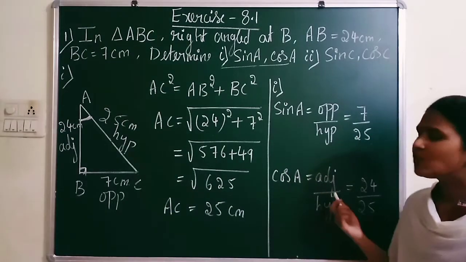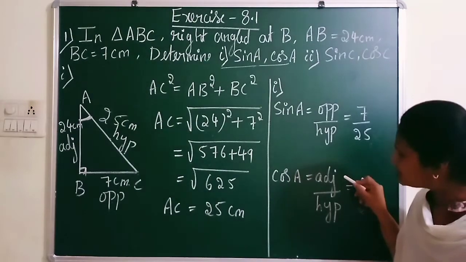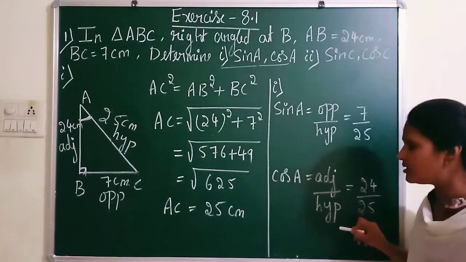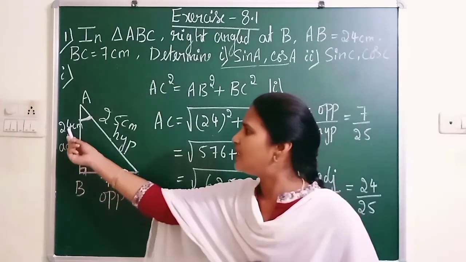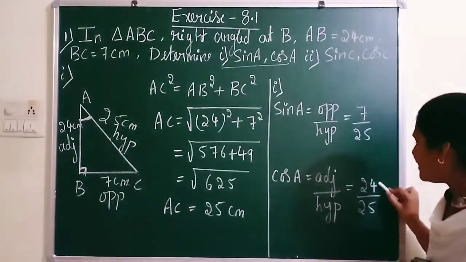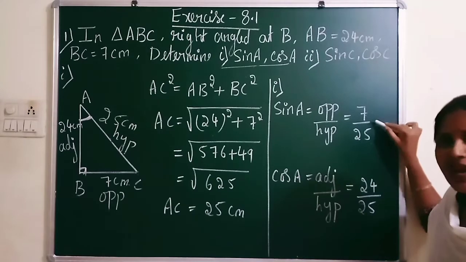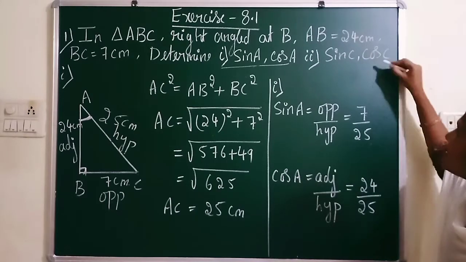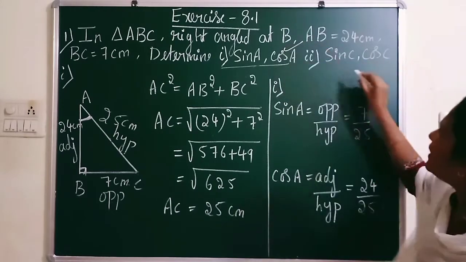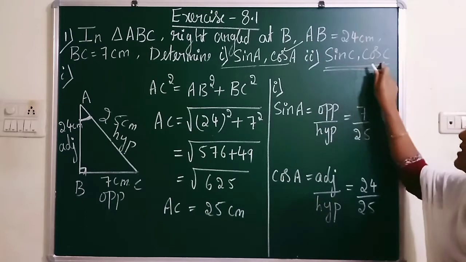Next, cos A. What is cos A? Cos A can be written as adjacent by hypotenuse. So what is adjacent here? 24 centimeter divided by hypotenuse, which is 25. So in this way, we found sin A and cos A. And this sub question I finished. The next sub question is sin C and cos C.